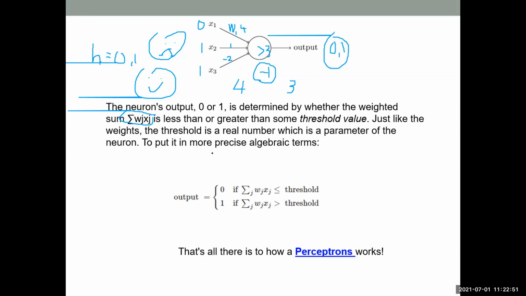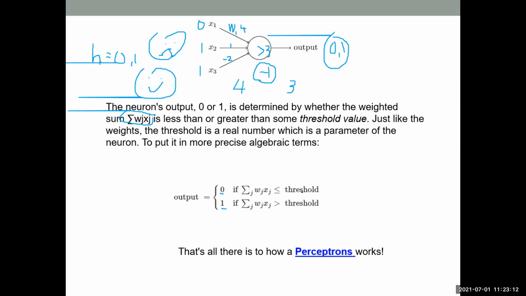So if we want to write down what we just said, we can write it like this. We can say the output is going to be either 0 or 1, depending on the threshold. If it's less than the threshold, then it's going to be 0. And if it's greater than the threshold, it's going to be 1. That's what we just said.